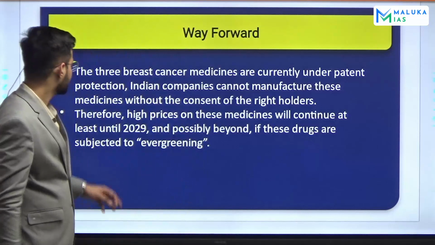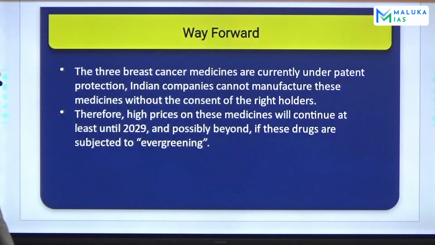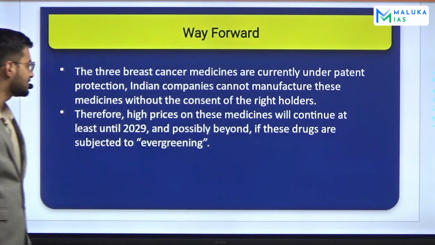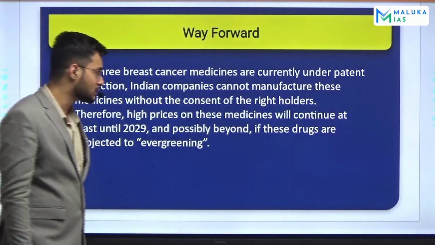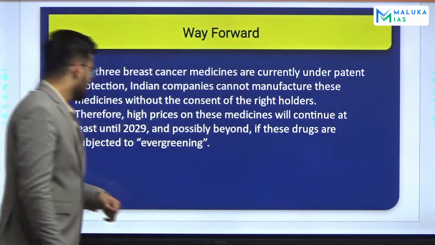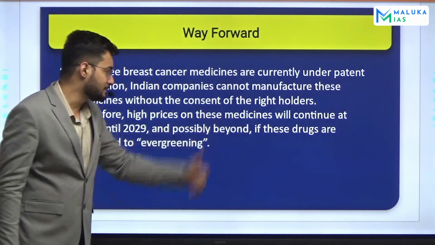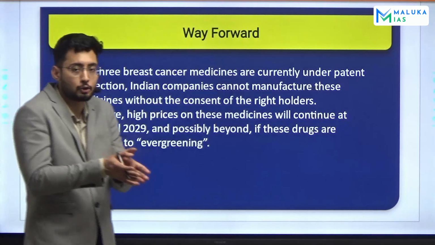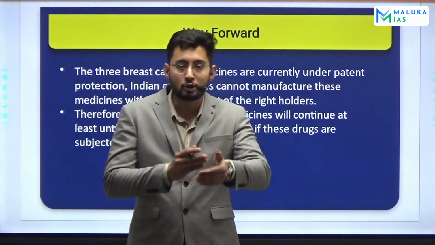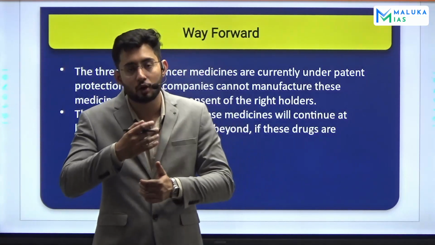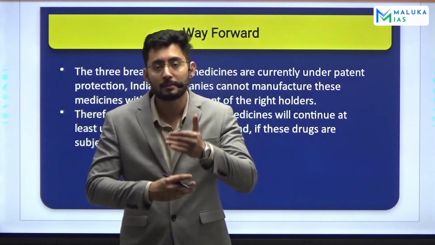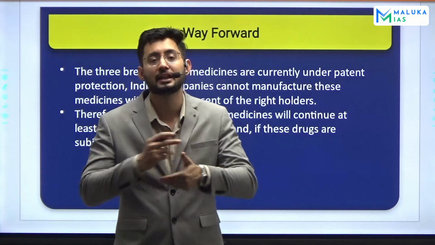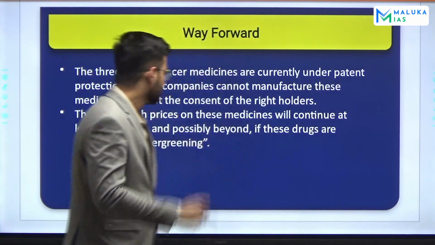Okay. The 3 best breast cancer medicines are currently under patent. Indian companies cannot manufacture these medicines without the consent of right holders. Therefore, high prices on these medicines will continue at least until 2029, and we have to wait till 2029. And before 2029, in 2028, a modification of these will come and the evergreening of that patent will happen, right?